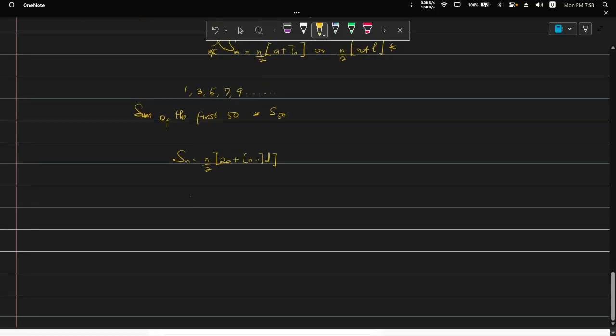Don't forget, you're looking for S50. Therefore, we're going to be having 50 over 2 into bracket 2 times our a, which is 1. How do we know? That's the first term here. Plus 50 minus 1 is 49, common difference. Are we together? And we can go on and say this is 25, because 50 divided by 2 is 25, into bracket 2 plus 49. What is our common difference? From this progression, our common difference is 3 minus 1, which is equal to 2.